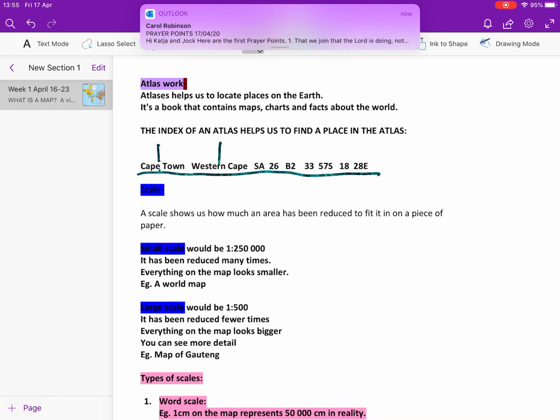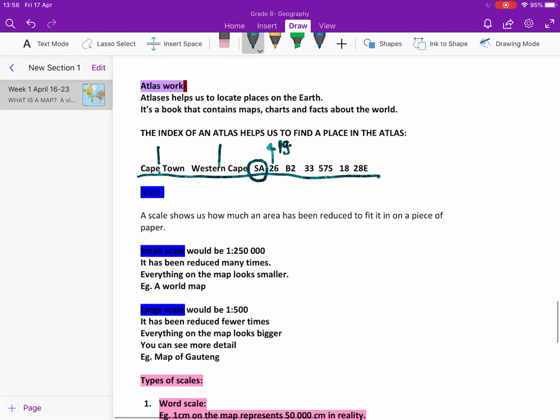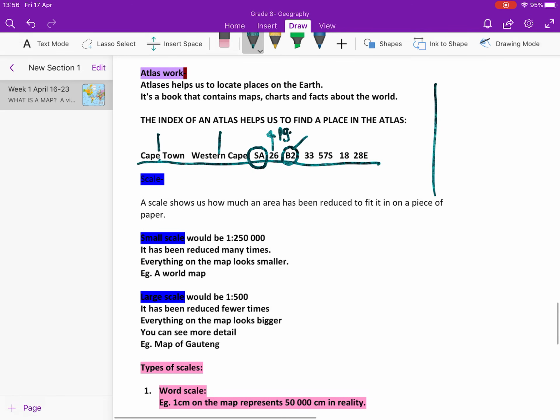Western Cape refers to in which province Cape Town can be found. Then we have SA. SA stands for South Africa, and that is then the country in which we can locate Cape Town. 26 is the page number of the atlas where we can find Cape Town on a map. Then we get B2. B2 refers to the grid block or the grid code. So you'll see in an atlas all the maps are divided into blocks like this.